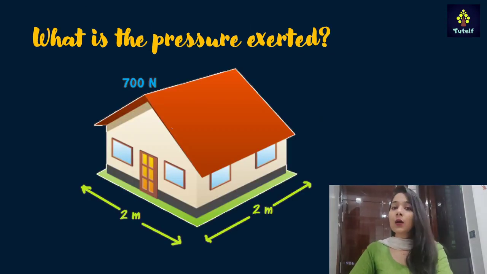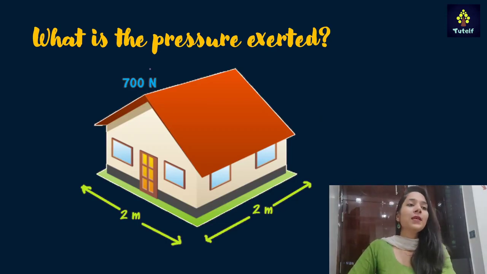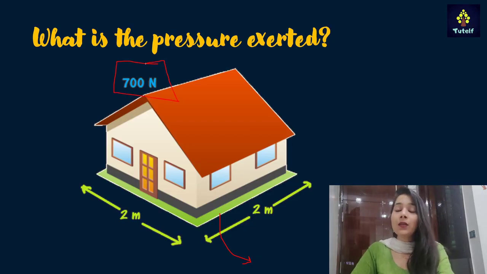Now let's solve a question related to this. We have to find the pressure exerted at the base of this house, and we are given the force, that is 700 Newton. How do I know that this is a force? Because the unit is Newton. Newton means force. Next, I have to find the area. I know that this is a square. Why a square and not a rectangle? Because the length and the breadth are equal in size, and it has right angles.